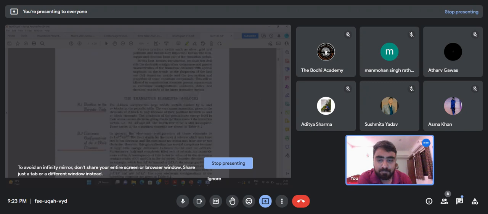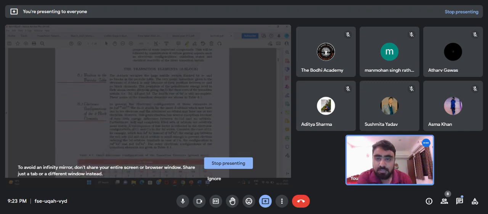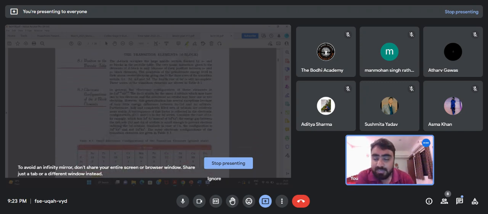Going to the next page, electronic configuration of d block elements. As I said, the last electron enters the n minus 1 d orbital. So this is the general electronic configuration. Whatever I'm highlighting here, you also need to highlight in your textbook, because these things are very important for you. So highlight this.